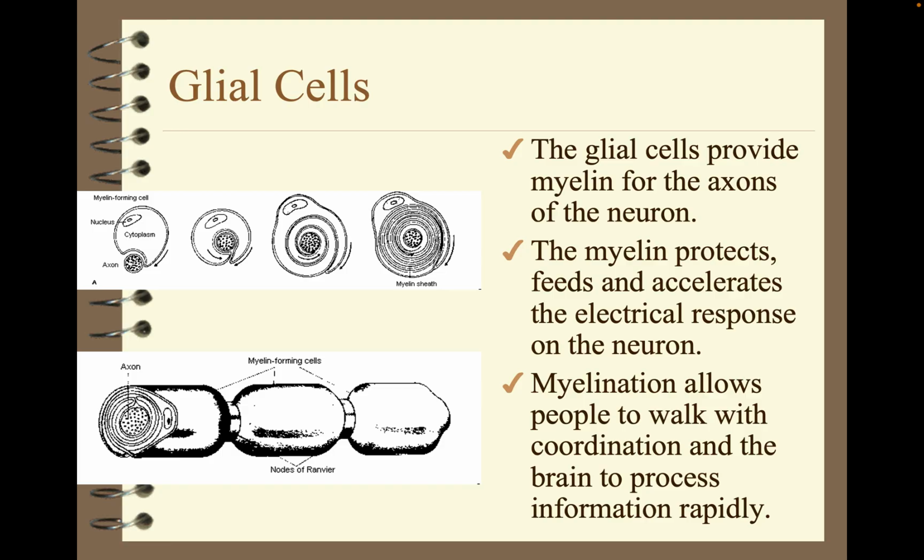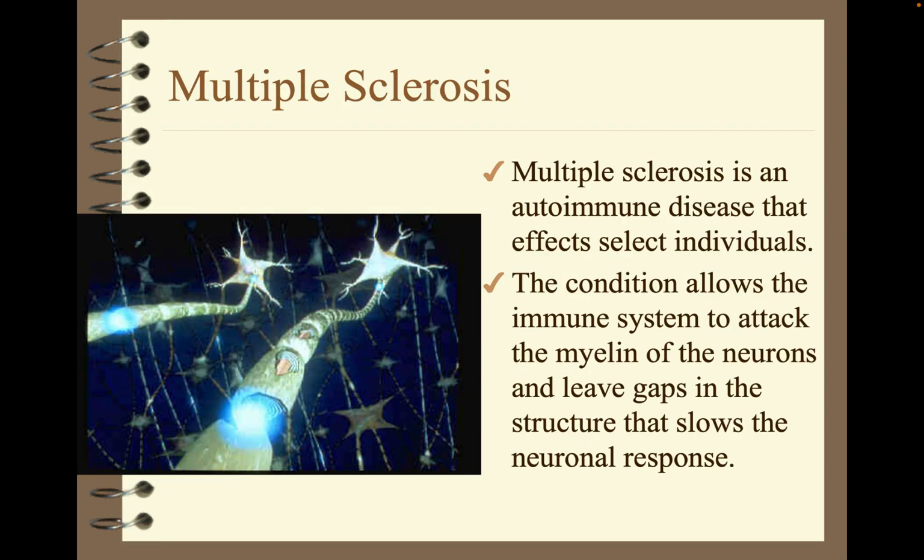The glial cells provide myelin for the axons of the neuron. The myelin protects, feeds, and accelerates the electrical response to the neuron. Myelination allows people to walk with coordination and the brain to process information rapidly. Multiple sclerosis is an autoimmune disease that affects select individuals. The condition allows the immune system to attack the myelin of the neurons and leave gaps in the structure that slows the neuronal response.